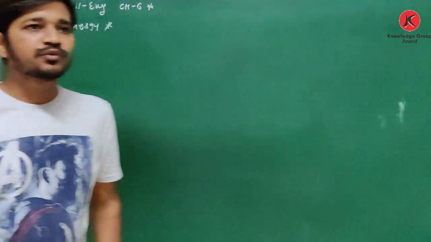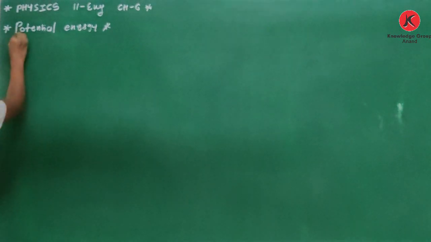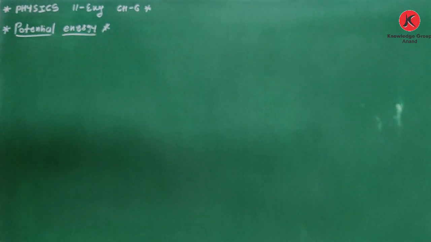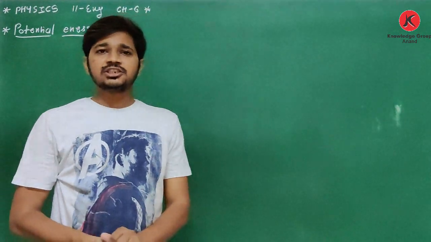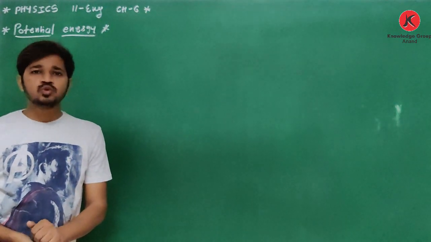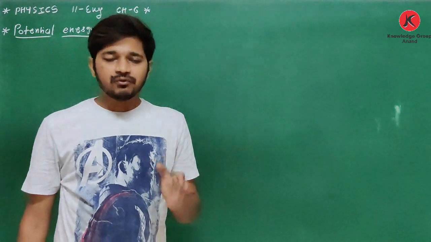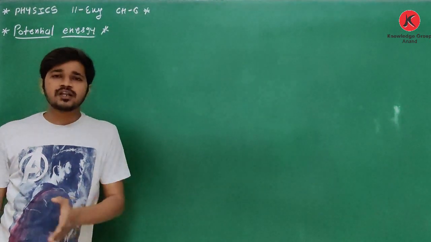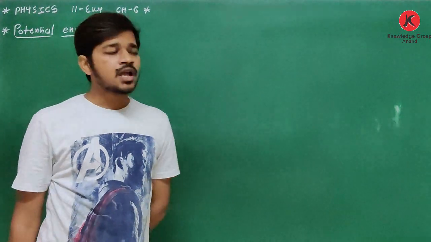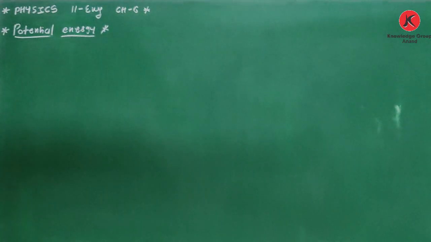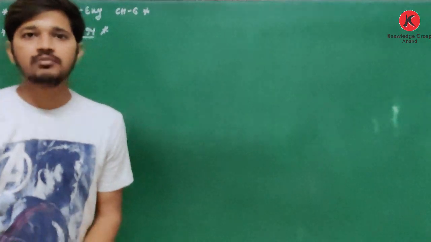Now, in this lecture, we will study one of the most important topics, that is potential energy. Kinetic energy: what is kinetic energy? Capacity to do work by virtue of its motion is called kinetic energy, and its equation is K is equal to half mv square. Now, what is potential energy? That we will see in this lecture.